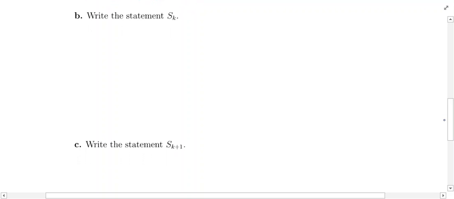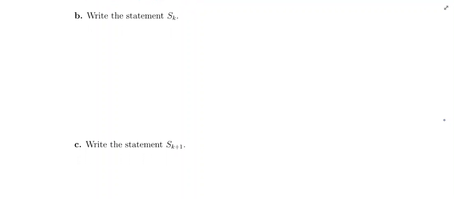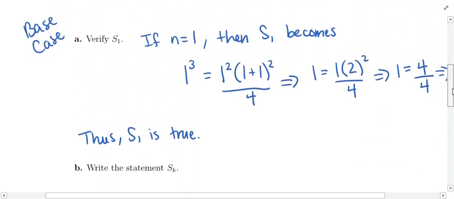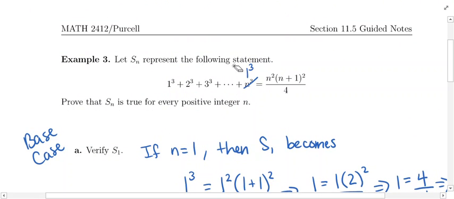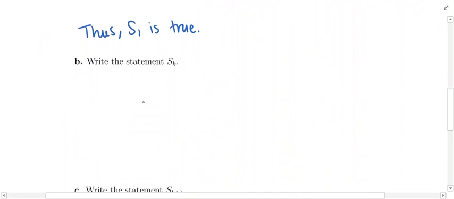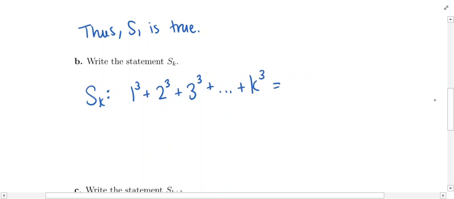All right, moving on to parts B and C. We are preparing for induction. We're simply going to write down the statement for n equals k, and then the statement for n equals k plus 1. Going back up here, if we're looking at the situation where n equals k so that we can write down Sk, everywhere you see an n, replace it with k. On the left side, we will be adding all the way up until k cubed. So Sk is 1 cubed plus 2 cubed plus 3 cubed, all the way to k cubed.